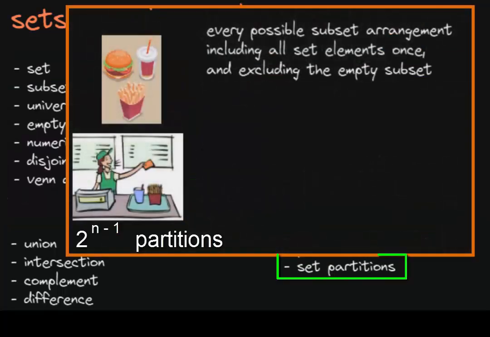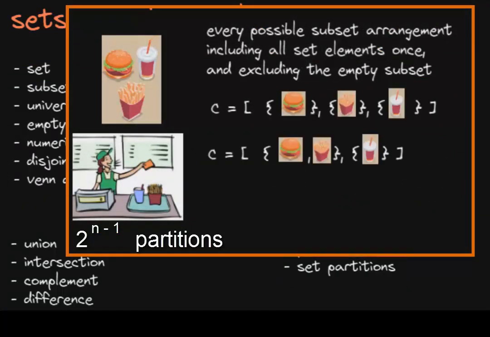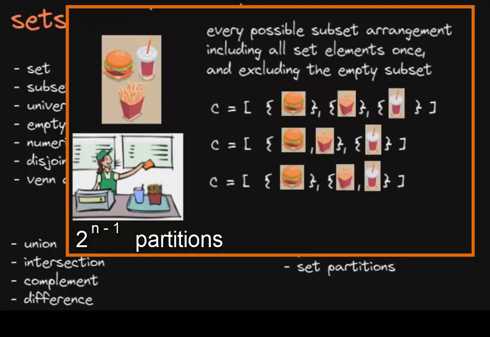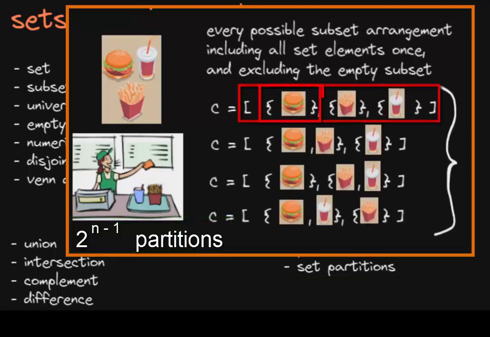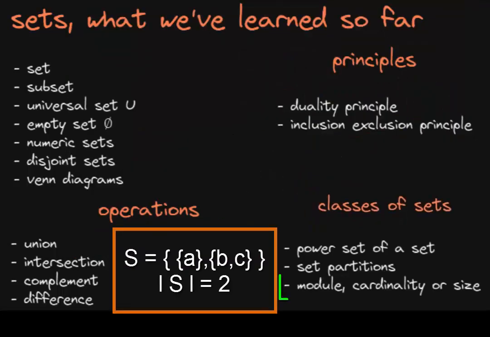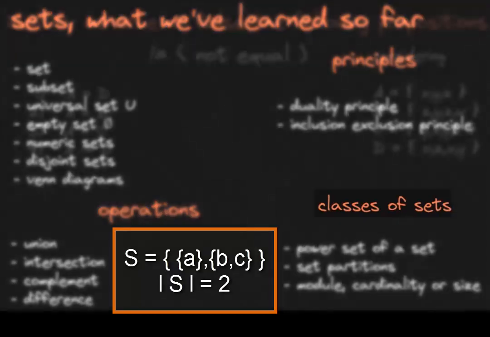The set partitions are every possible unique combination of elements without the empty set, and there will be as many as 2 raised to the number of elements minus 1 partitions. Cardinality of a set is the number of objects inside, whether they are subsets or not.